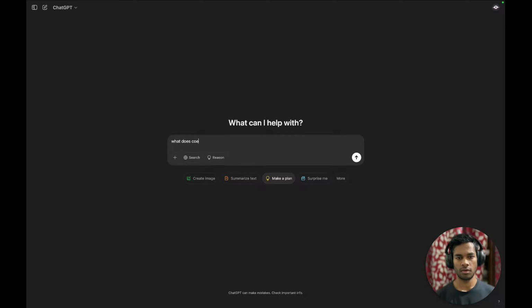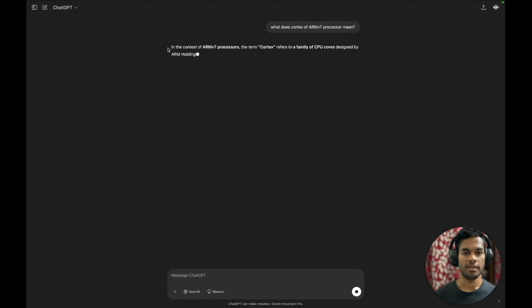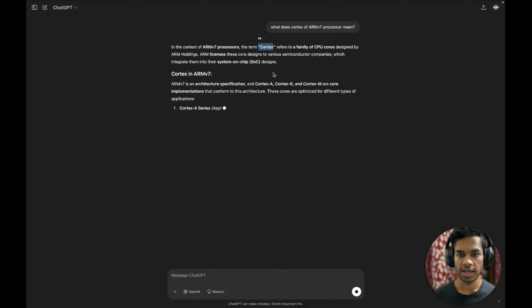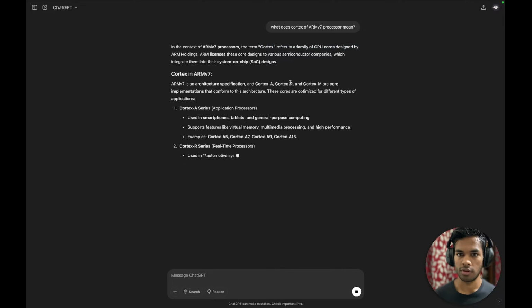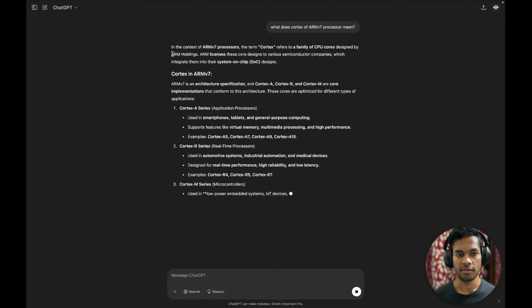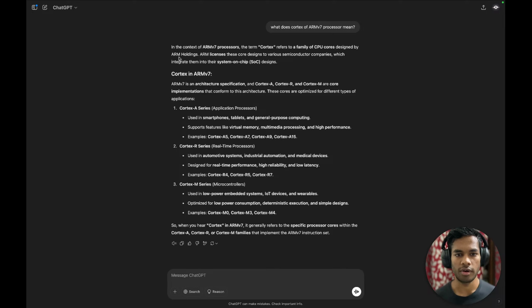What does Cortex of ARM V7 processor mean? In the Cortex of ARM V7 processors, the term Cortex refers to the family of processor cores designed by ARM Holdings, Advanced RISC Machines, or earlier Acorn RISC Machines Holdings. ARM licenses these core designs to various semiconductor companies.